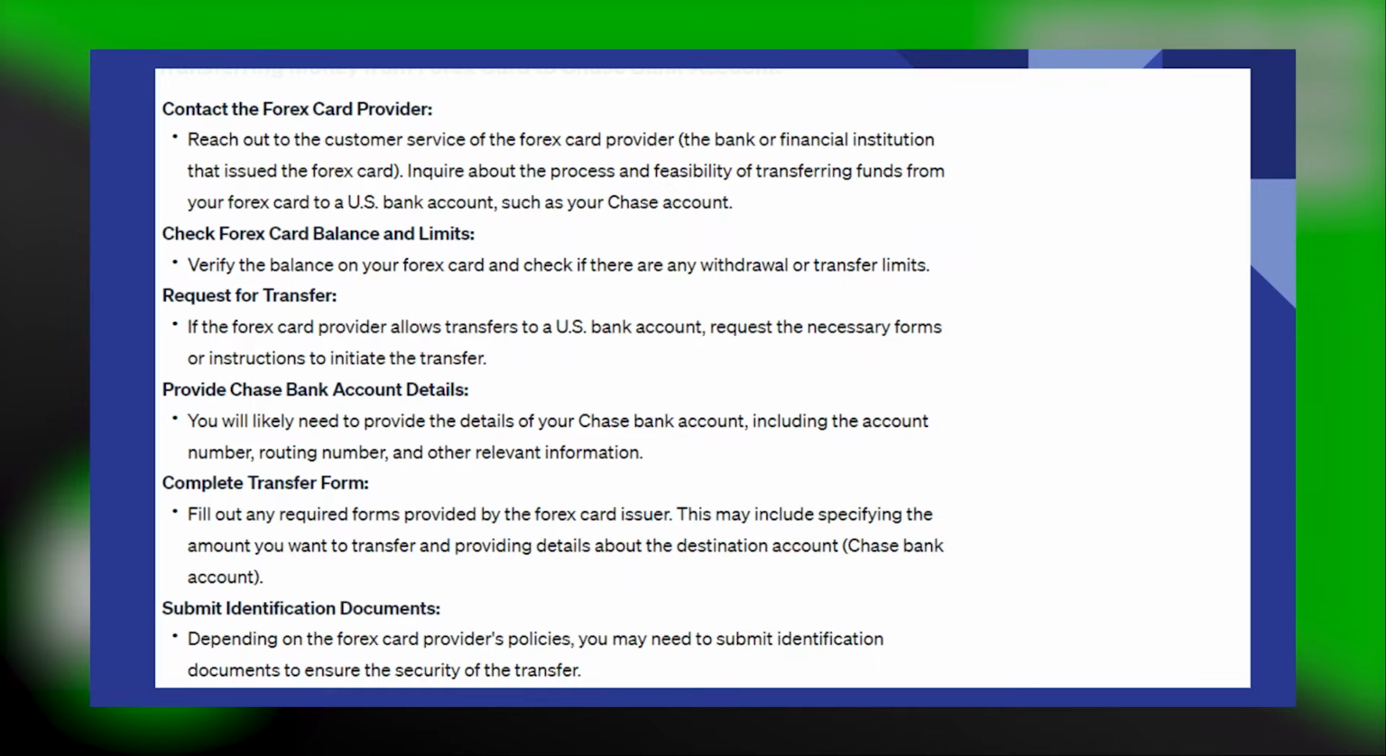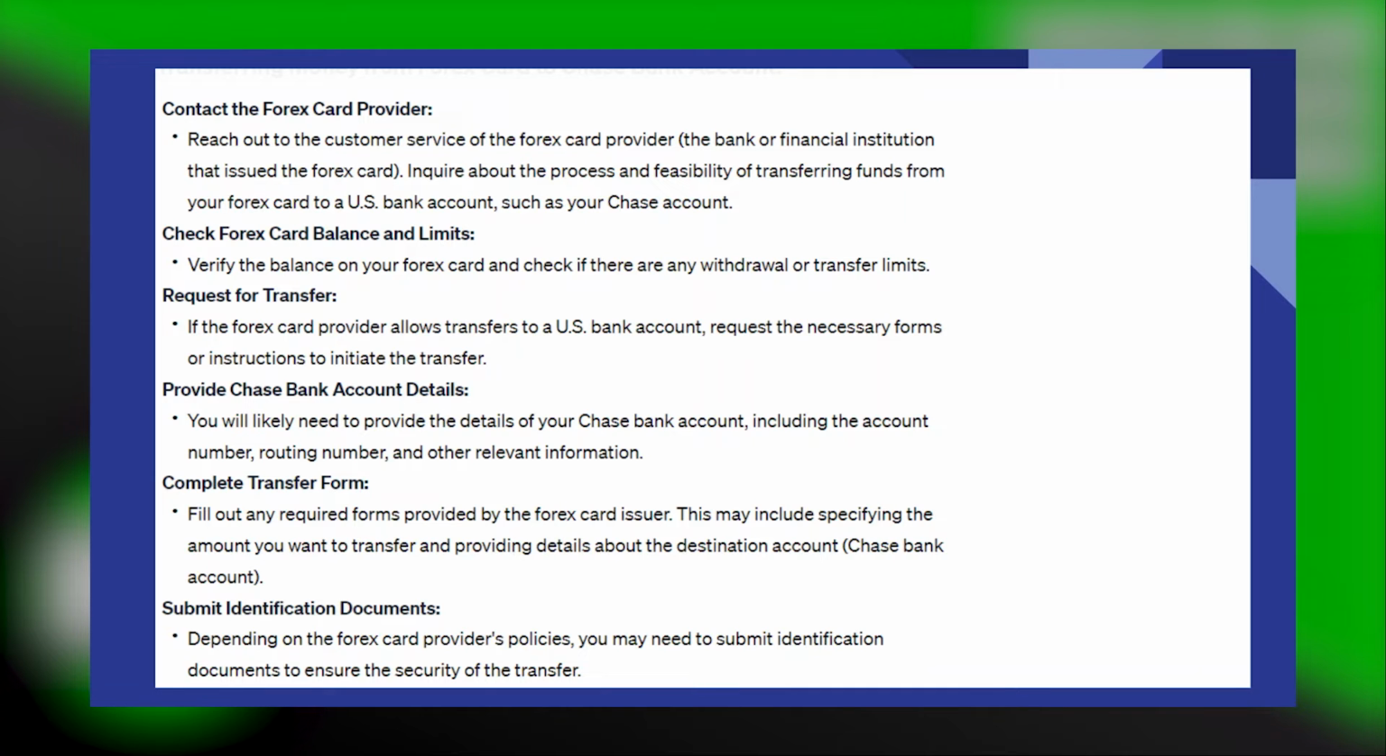Verify the balance on your Forex card and check if there are any withdrawal or transfer limits. If the Forex card provider allows transfers to a U.S. bank account, request the necessary forms or instructions to initiate the transfer.